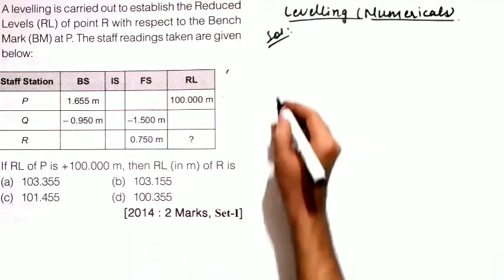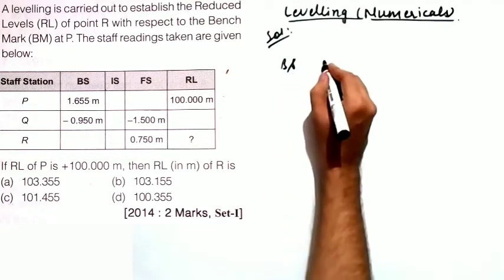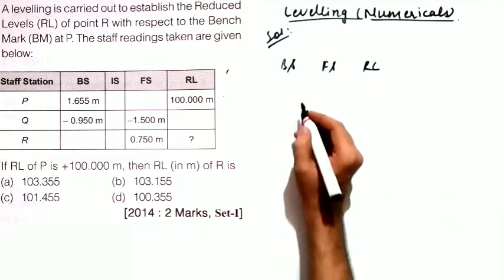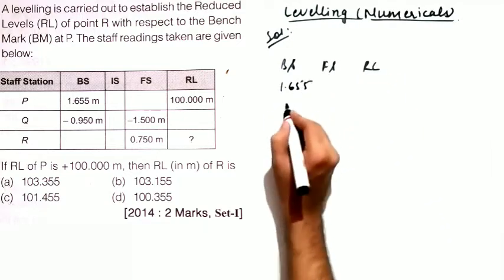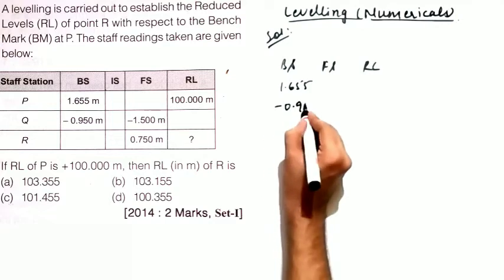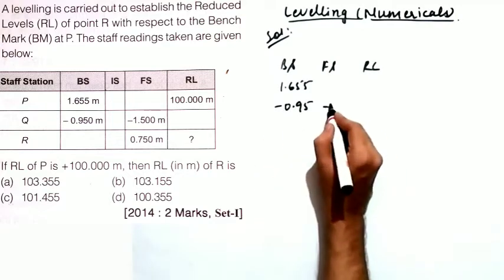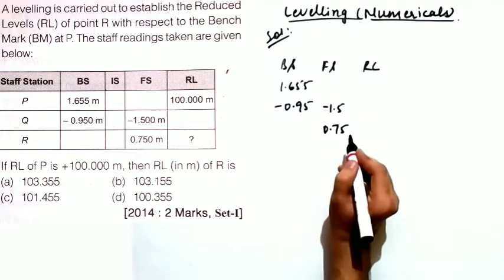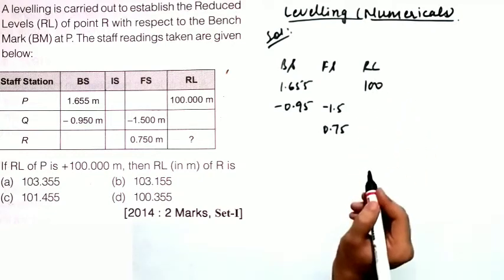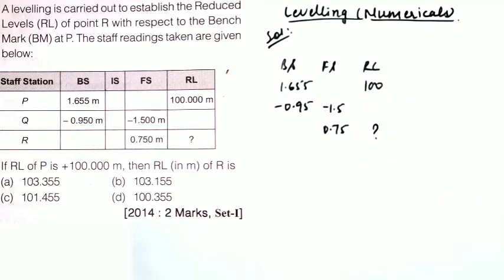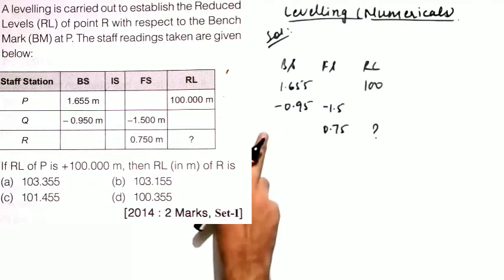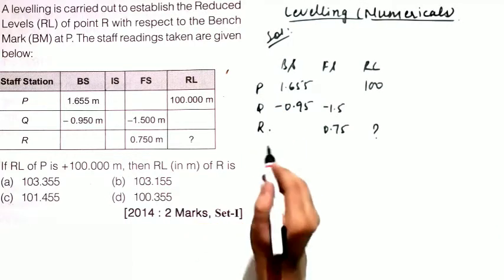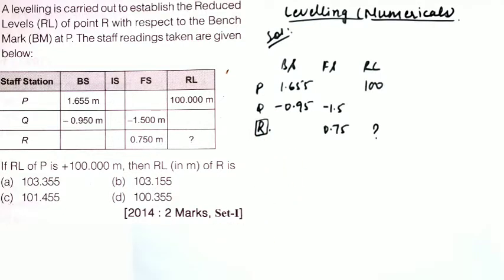So BS is given, FS is given and RL is given. The BS is given as 1.655, second case minus 0.95, the FS in this case is given as minus 1.5 and it is 0.75 here. The RL is 100 meters for this. You have to determine the RL for this third case. This is P, this is Q and this is R. Actually it does not matter, but you have to calculate the RL for station number R.